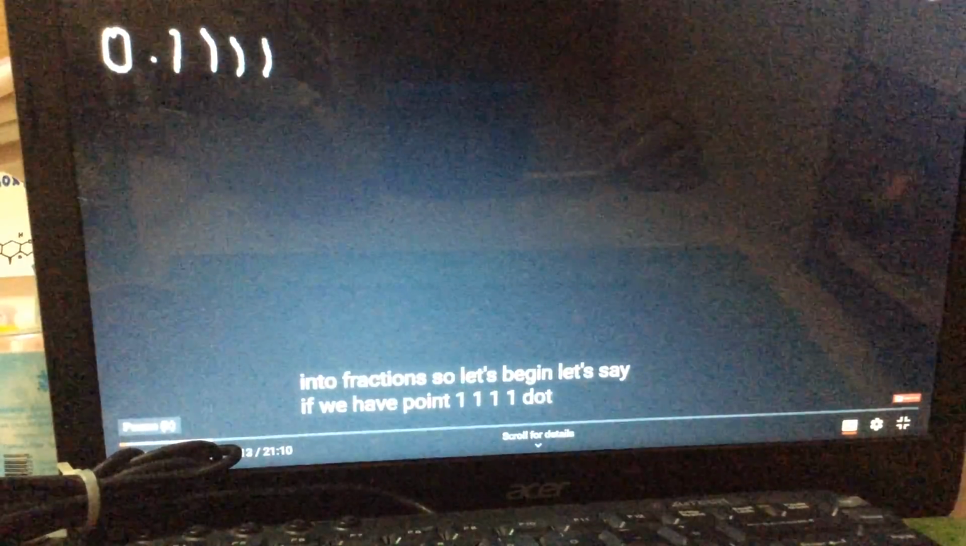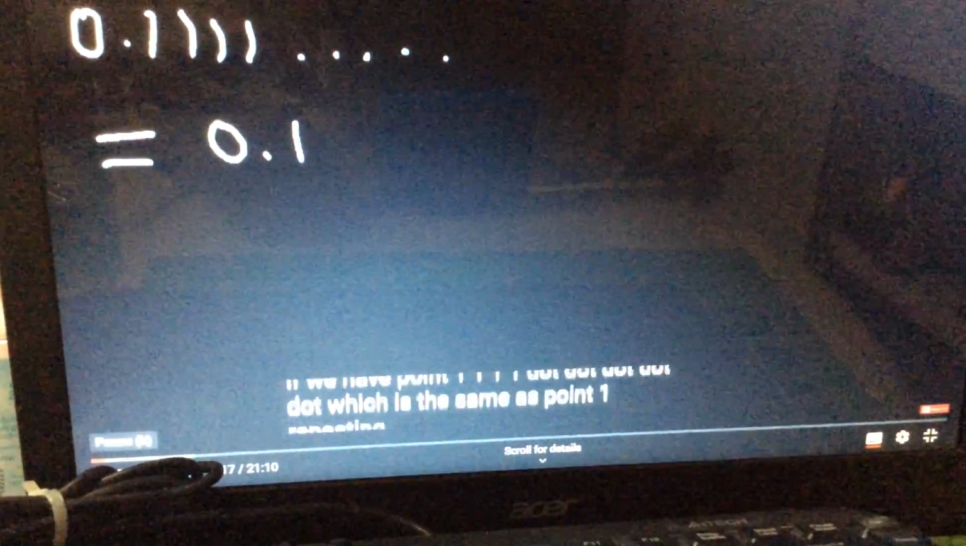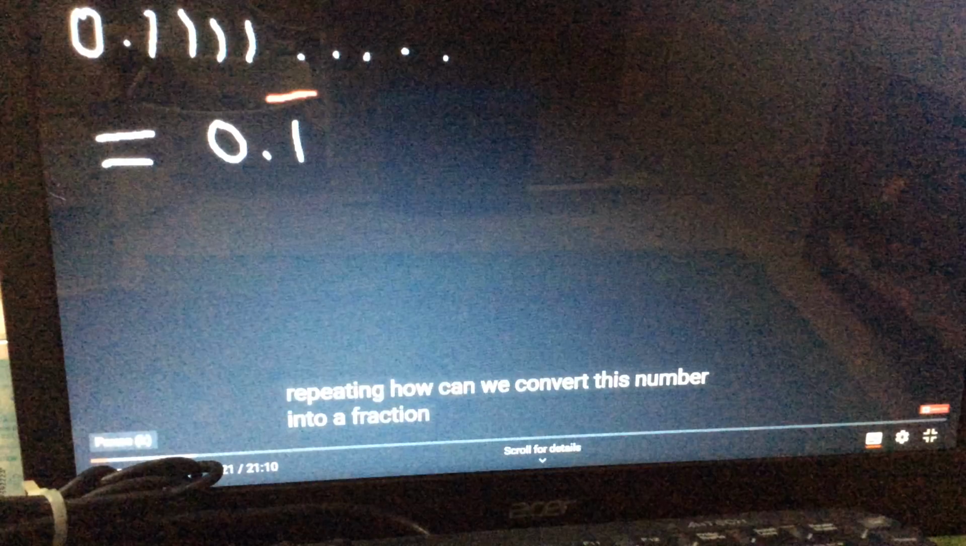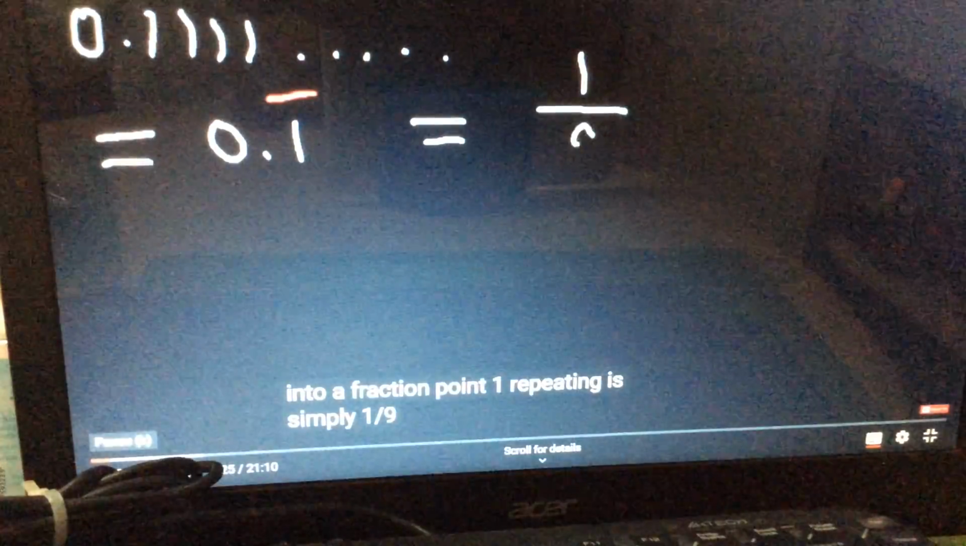Into fractions. So let's begin. Let's say if we have 0.1111..., which is the same as 0.1 repeating. How can we convert this number into a fraction? 0.1 repeating is simply 1 divided by 9.